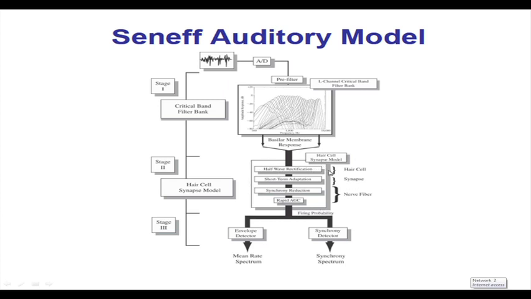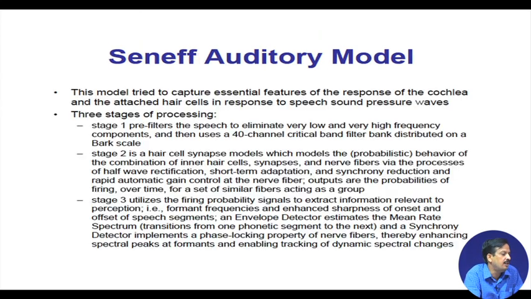Half wave rectification to find out the energy, then short term adaptation, synchrony residence, then rapid AGC, automatic gain control, then I can get the envelope detector, mean rate spectrum and synchrony detector, synchrony spectrum. So, I get a spectrum of how human beings perceive frequency at the output of this stage. Details are here, stage 1, stage 2, stage 3, you can read.